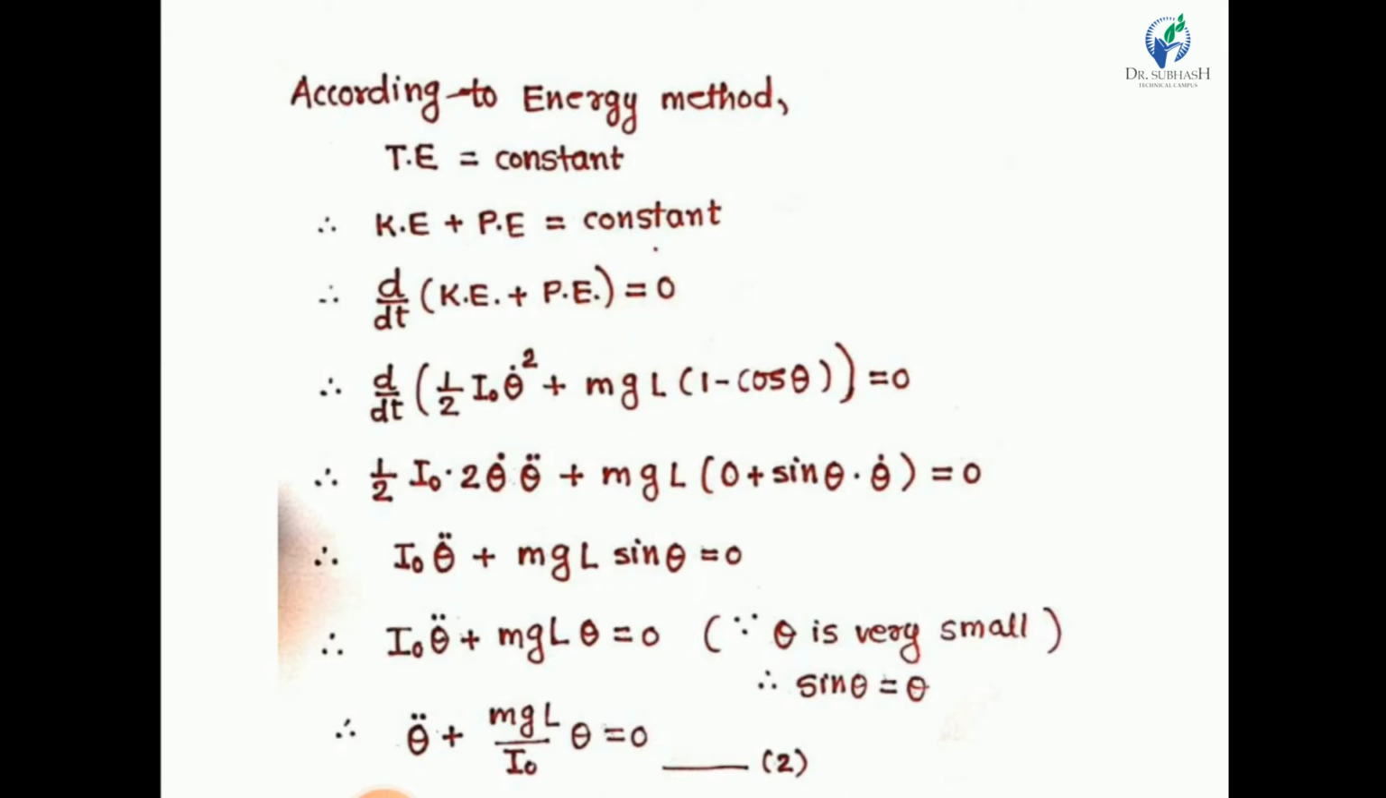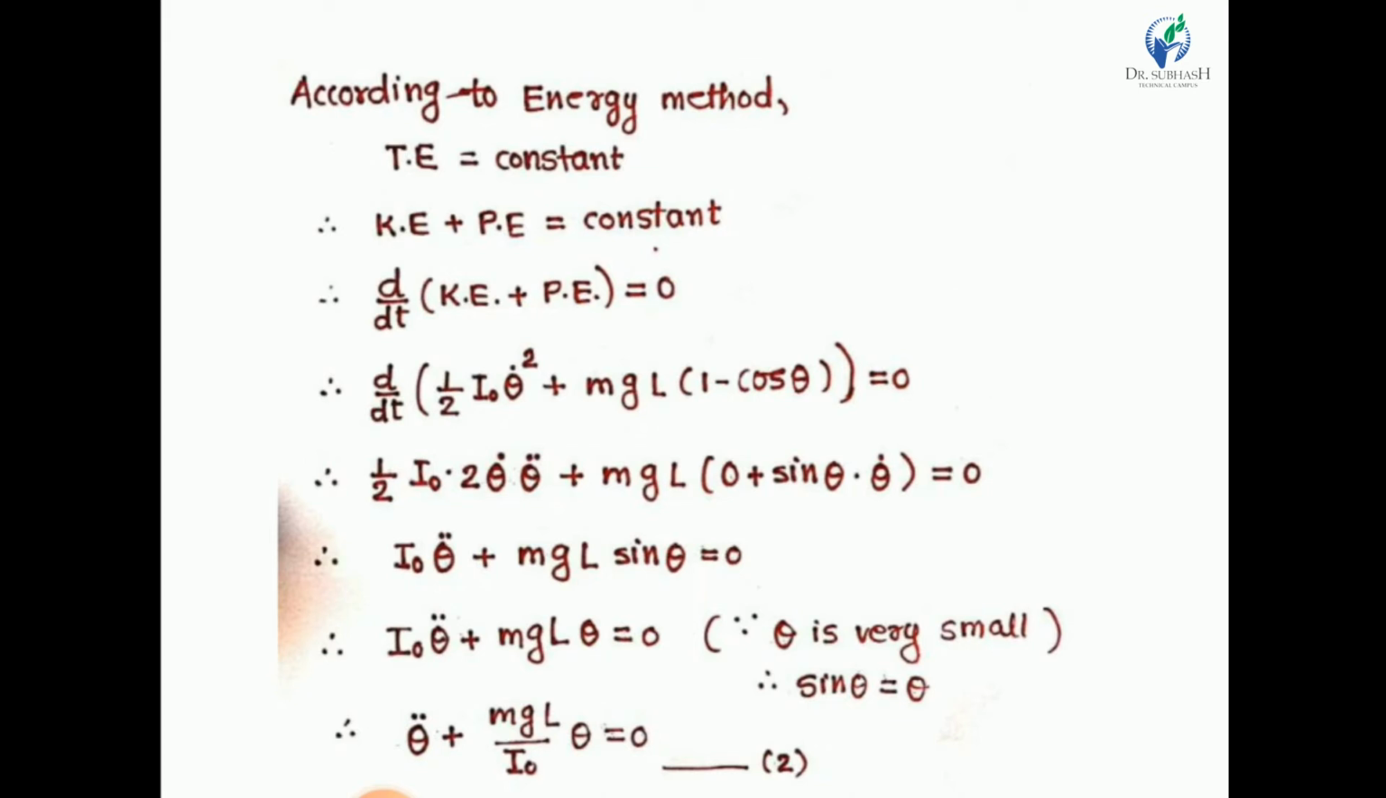Now we put in the equations. So d by dt of, kinetic energy equal to 1/2 IO into theta dot square, plus potential energy equal to m g l into bracket 1 minus cos theta, bracket complete, and the whole bracket complete is equal to 0.